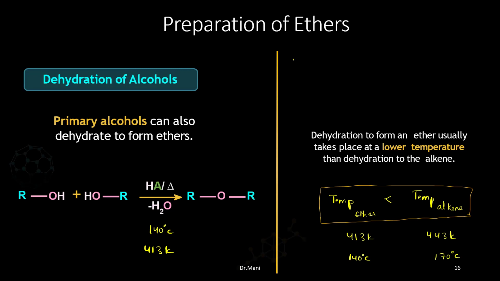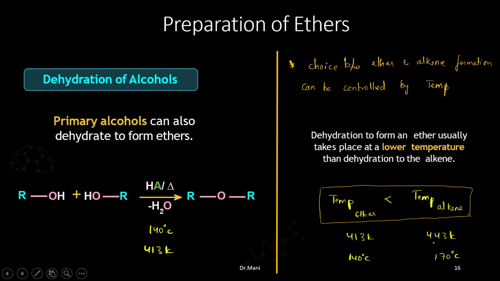So just remember this. The choice between ether and alkene, whichever I want to form, can be controlled by temperature. At what temperature you are reacting decides whether it forms the ether or the alkene. If it is a low temperature, it will form the ether. If it is a high temperature, it will form the alkene.